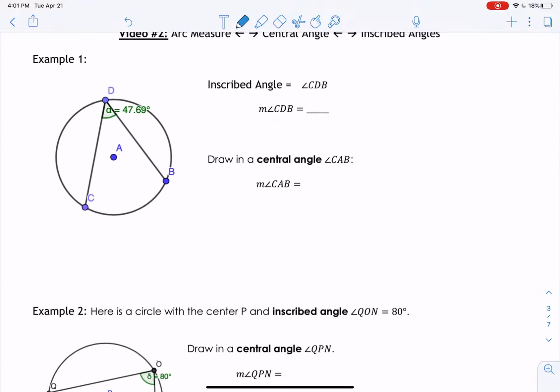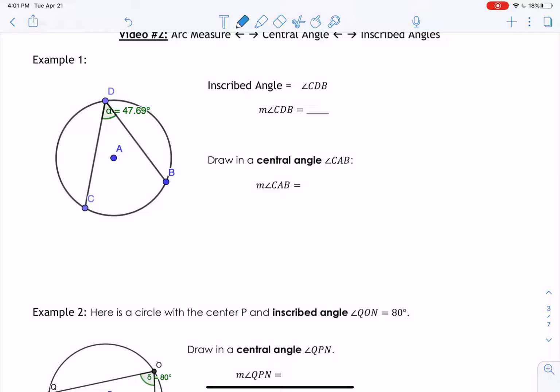So in this first example, we have an inscribed angle CDB, and the measure of angle CDB is given to us as 47.69 degrees. Then it asks us to draw in central angle CAB, so C to A to B, and then find the measure. I'm going to take a protractor and measure it, which I can't see on my screen right now. But the measurement I'm going to get is 95.38 degrees.